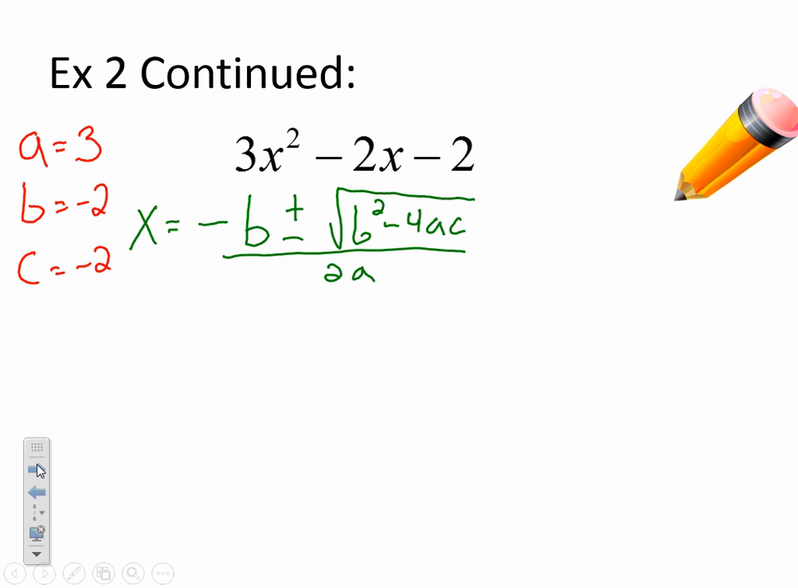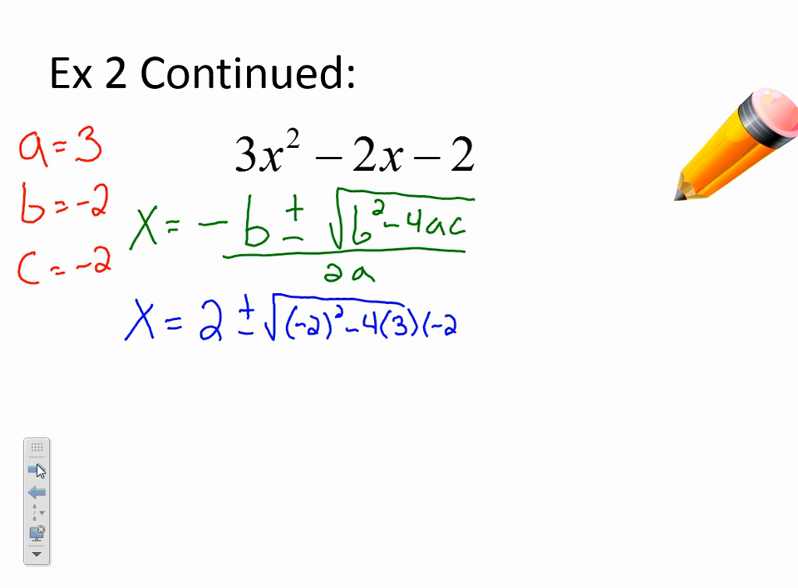Now we're just going to plug everything we know in. So x equals, opposite of negative 2 is 2, plus or minus the square root of negative 2 squared minus 4 times a, which is 3, times c, which is negative 2, all over 2 times 3. Simplify this, I'm going to get x equals 2 plus or minus the square root.